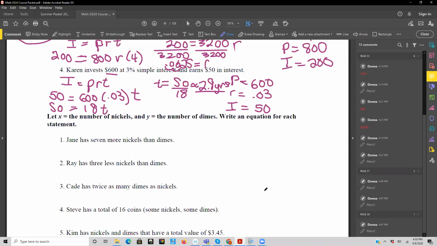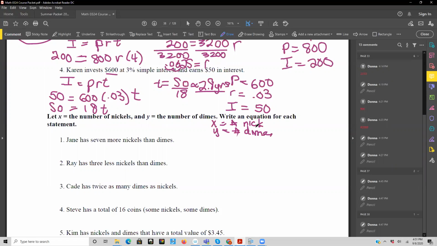Okay, so we're going to write an equation. So X is the number of nickels. I'm just going to make a list. Number of nickels. And Y equals number of dimes. That's a Y, it just doesn't look like it.